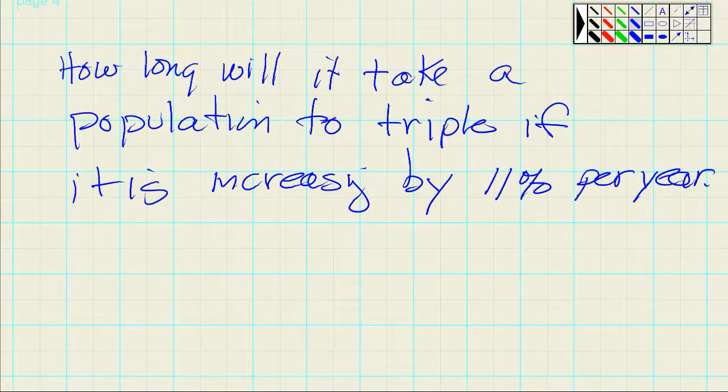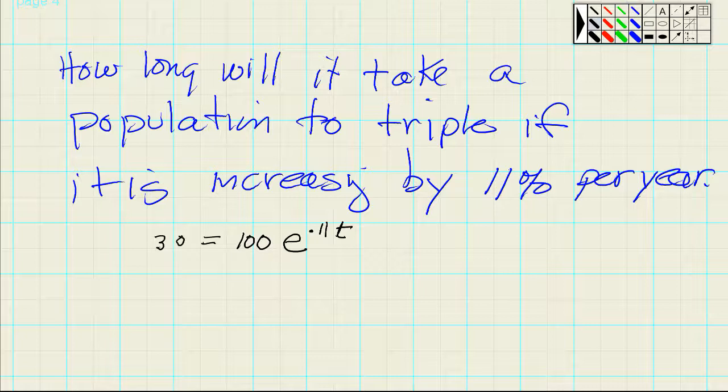Okay, I can hear it now. We don't have enough information. What do you mean? How many people were there to begin with? Don't we need to know how many people there were to begin with to answer this problem? And it turns out, nope, you do not need to know how many people there were to begin with. I can make up any old number. I can say, suppose we start out with 100 people in this imaginary village, and the number of people is increasing by 11% per year. Well, if I start with 100, how many will there be once it's tripled? There will be 300.